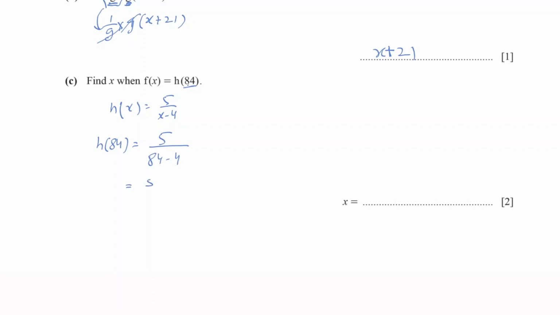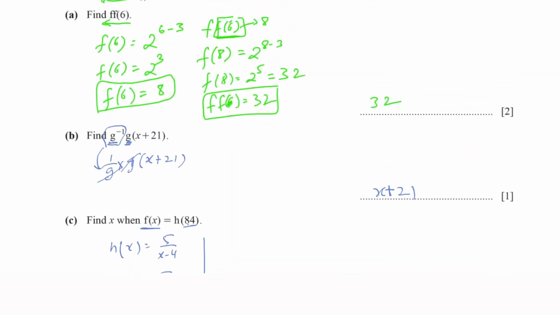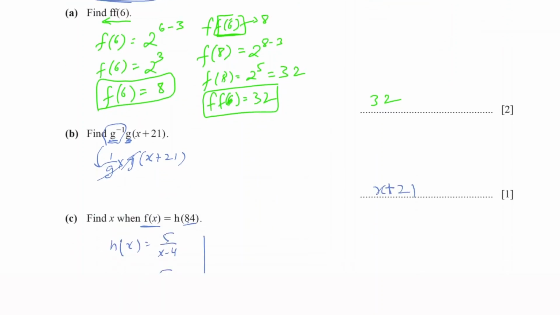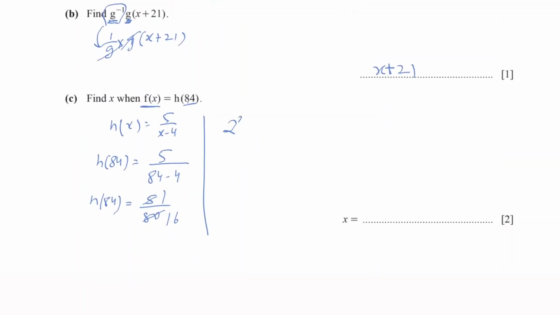So that will be equal to 5 by 84 minus 4, which is 80, and if we cancel it, 5 times 16 is 80, so h of 84 is 1 by 16, and this 1 by 16 is equal to f of x, right? F of x is equal to what? F of x is equal to this value, 2 raised to power x minus 3. So 2 raised to power x minus 3 equals 1 by 16. That is equal to h of 84, right? H of 84 is 1 by 16.